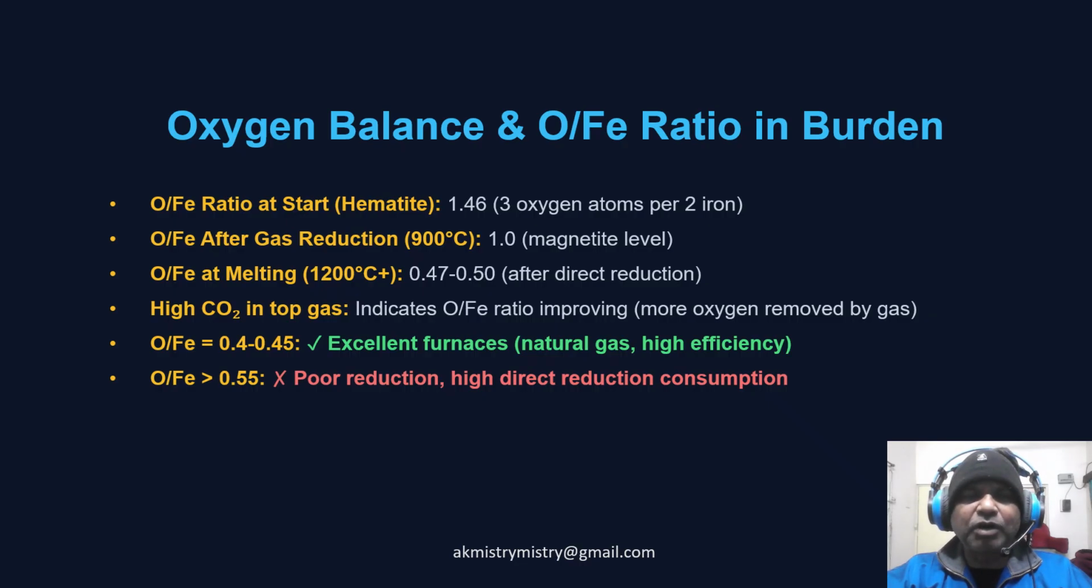High CO2 in top gas generally indicates that this oxygen to Fe ratio is improving because more oxygen is being removed by gas. Excellent furnaces, often with natural gas and high efficiency, can reach an oxygen to Fe ratio of about 0.4 to 0.45, whereas values above 0.55 indicate poor reduction and high direct reduction consumption.